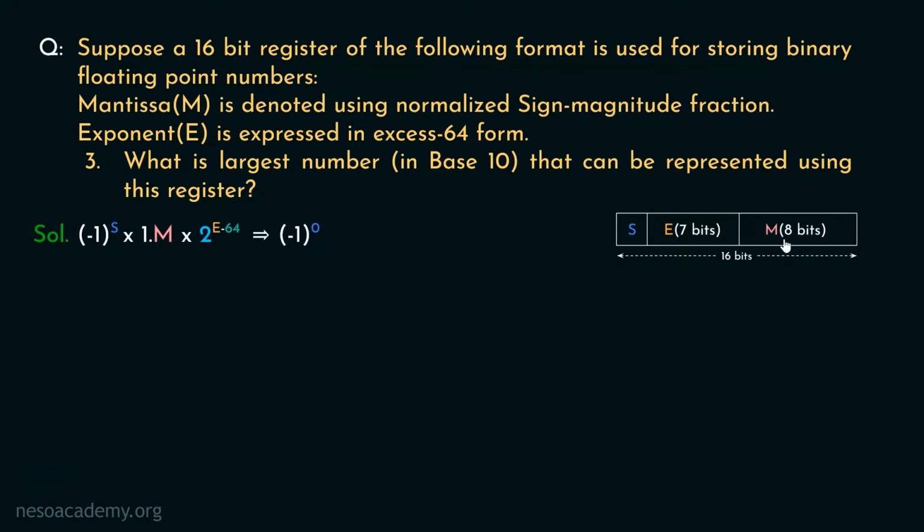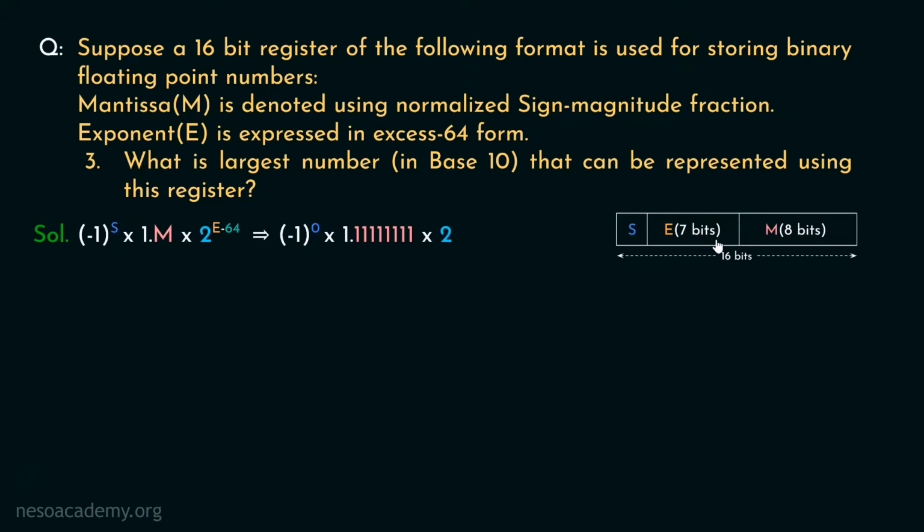Now the mantissa is of 8 bits, therefore 1 followed by the radix point, and thereafter in that mantissa part, we are going to have 8 ones, since we are trying to figure out the largest number. Now let's figure out the exponent portion. So yes, it will be the base of 2. Now think about the biased exponent. It is of 7 bits.